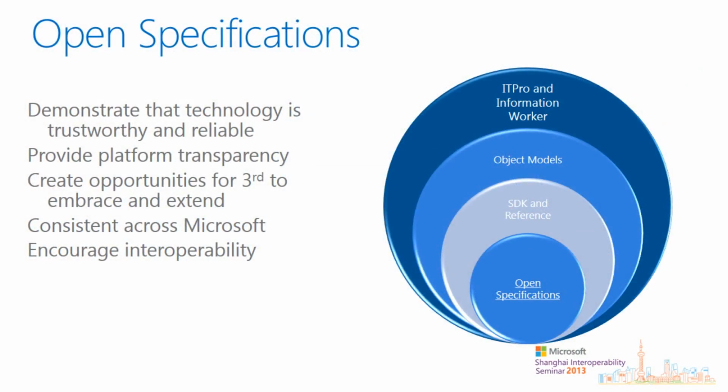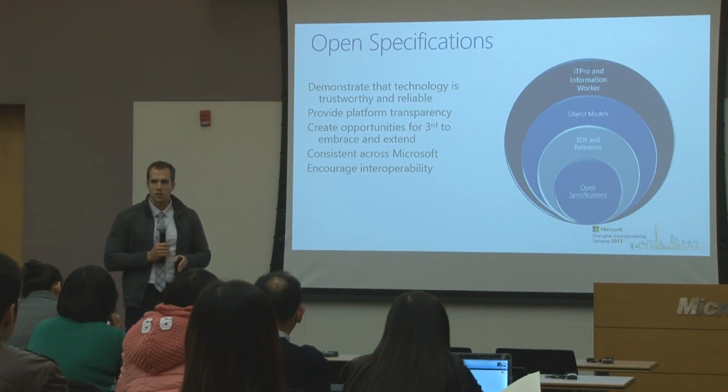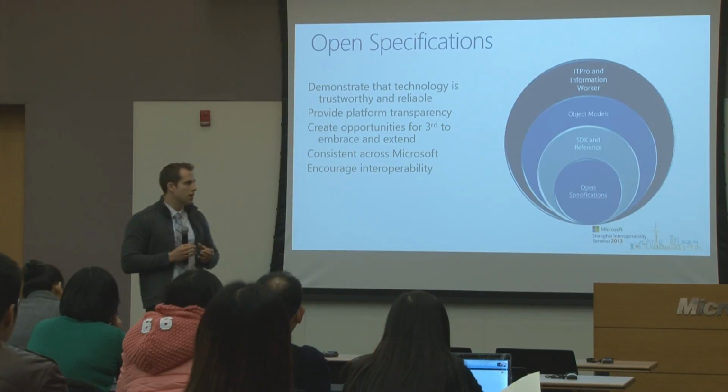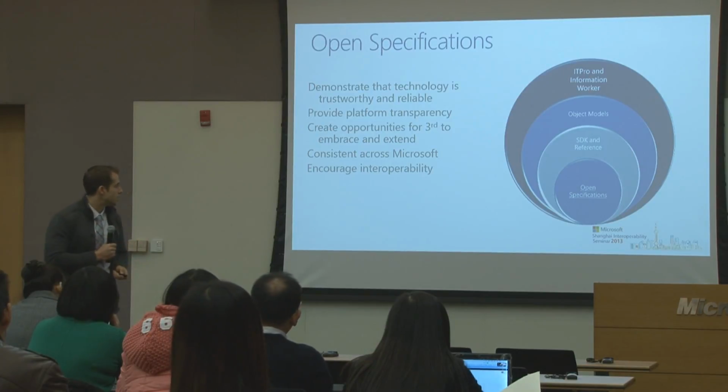In terms of the open specifications, I'm not sure how many of you are familiar with them. It's the core technical content off of our Microsoft Developer Network. If you go to Microsoft.com and look at the content that's available, we have a lot of content for the IT Pro and Information Worker. We have the object model documentation, SDKs, and reference guides. But at the core of that are the open specifications, and that's really what defines our file formats. It defines the over-the-wire communication between our Office products. It's that deep, nitty-gritty detail for our interoperability content.